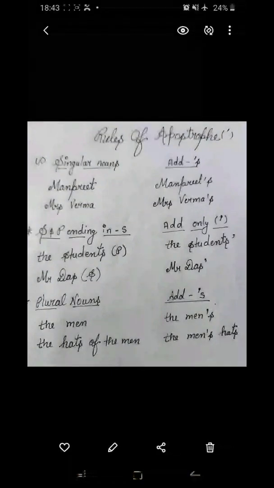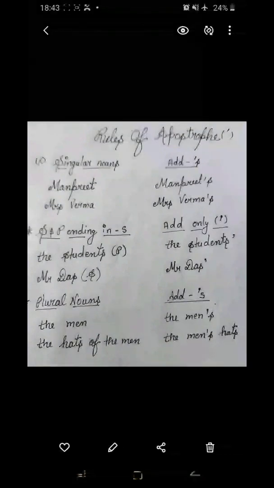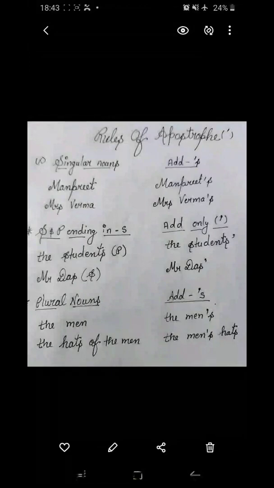Third and the last rule, that is plural noun. When your noun is plural, in that case, how can you show the possession? In that case, you can show the possession by apostrophe s. The men. Men is plural. If there is man, then it's singular, but here men is plural. So you have to put apostrophe s to show the possession, to show the ownership.